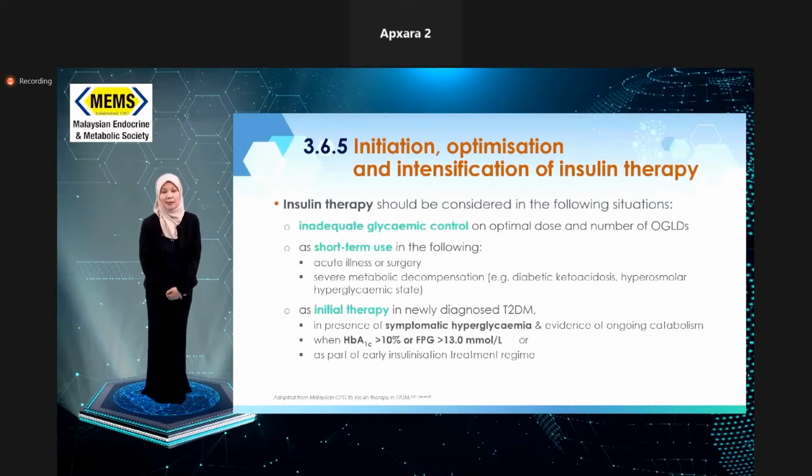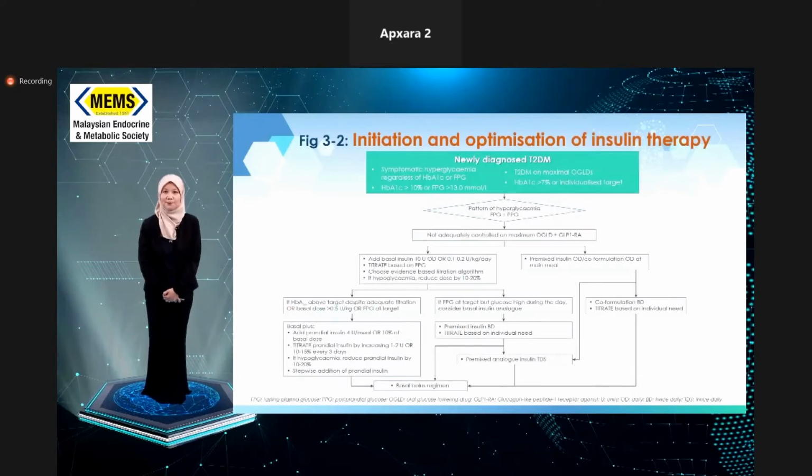It can be used as initial therapy in newly diagnosed type 2 diabetes, especially if patients are presenting with symptoms of hyperglycemia and evidence of ongoing catabolism, including weight loss, and also when HbA1c exceeds 10% or fasting plasma glucose of more than 13 millimoles per liter. It can also be used as part of early insulinization treatment regime.